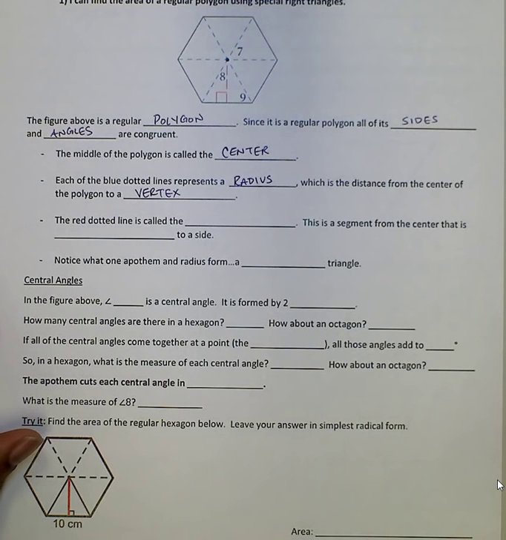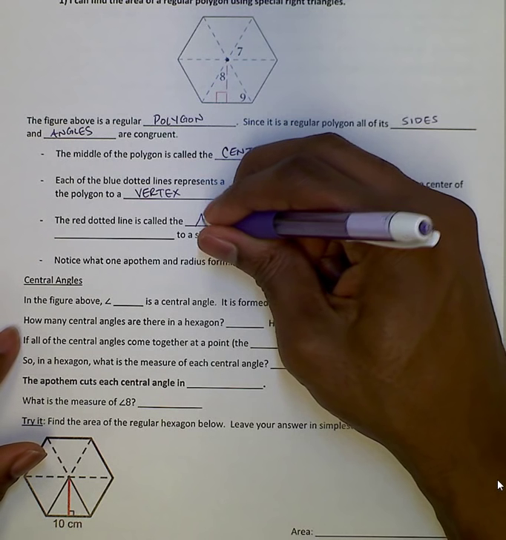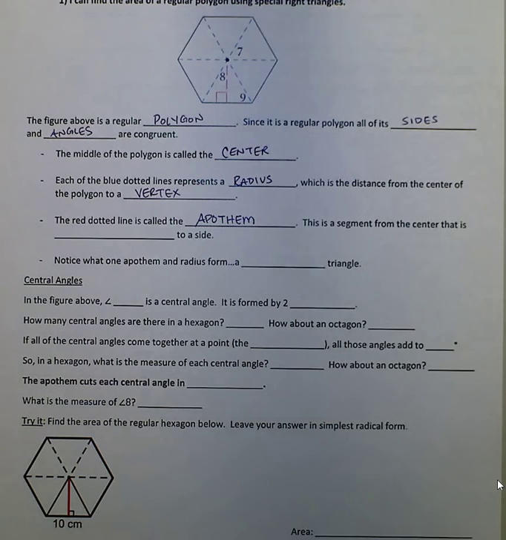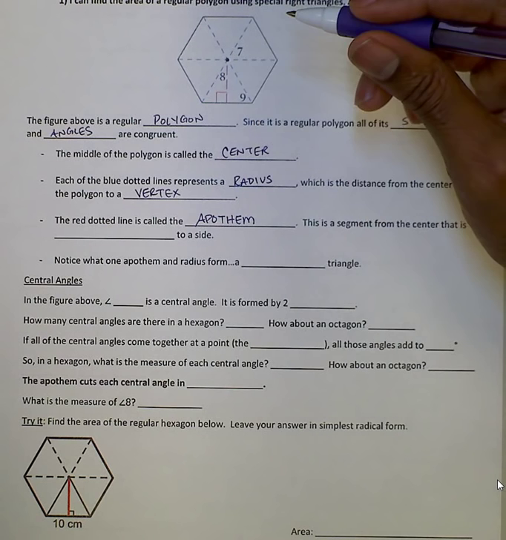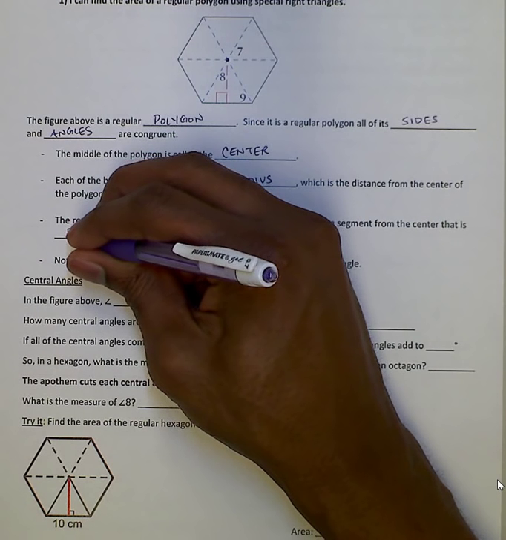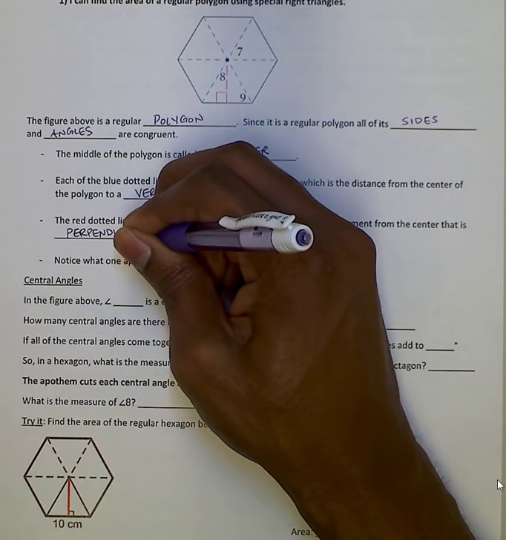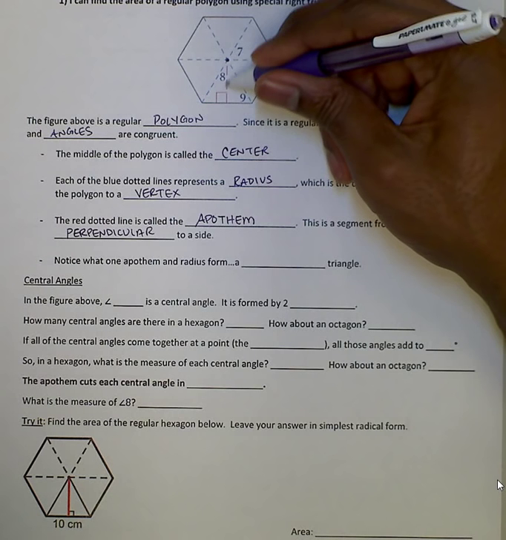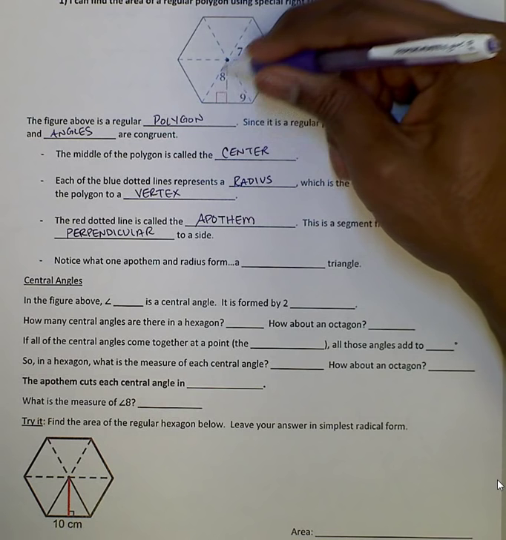The red dotted line is called the apothem. I'll usually call it apothem because that just naturally rolls off better. This is a segment from the center that is perpendicular to a side. Notice what one apothem and radius form. If we see this apothem, this is just one drawn, there's a bunch of them. This apothem and this radius form a right triangle.